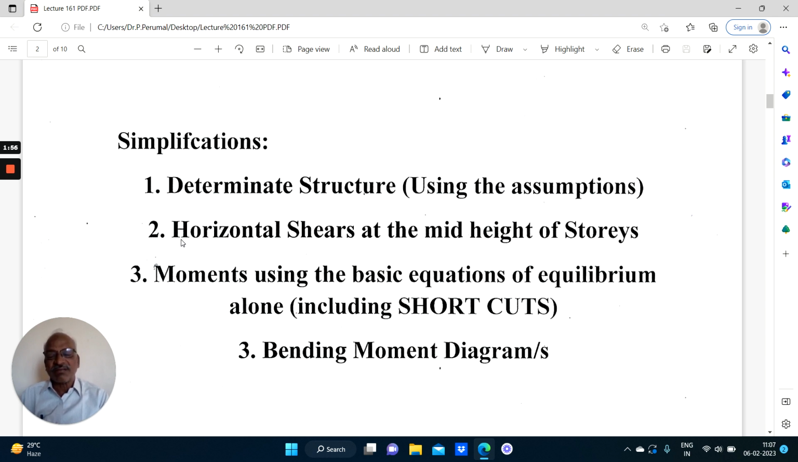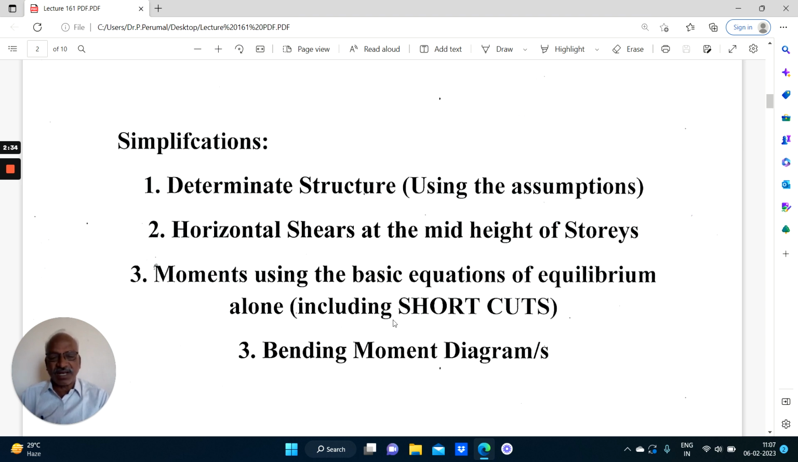Next, we have to find out the horizontal shears at the mid heights of stories. Horizontal shears at the mid heights of stories. So these two steps will make the structure completely determinate. Once the structure is determinate, with one or two steps of calculation for the horizontal shears, the rest of the problem can be completed without any calculation. Simple calculations will be able to do it in a very short period. That is what I told you, shortcut.